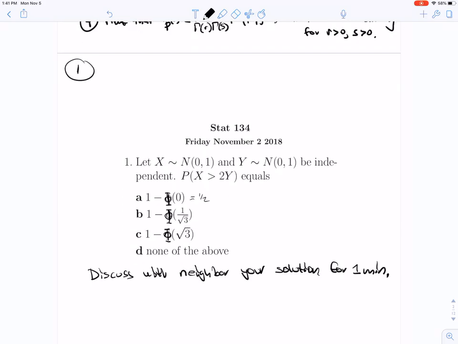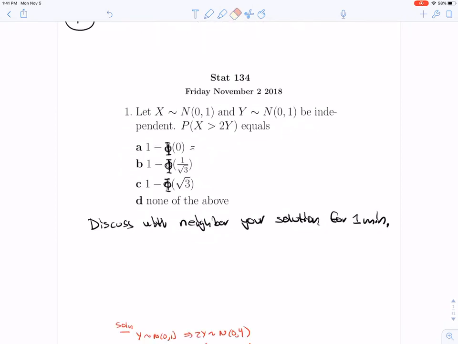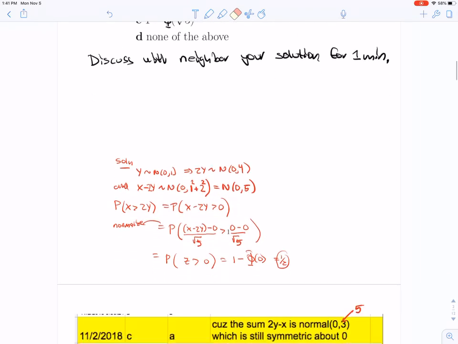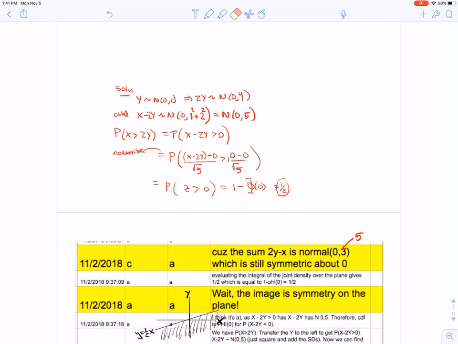So we recall the concept test that we had last time. I gave you a moment to remember your work on this, and here is the solution. If Y is standard normal, then 2Y is normal 0, 4, and X minus 2Y is normal 0, 5. So the probability that X is greater than 2Y is the probability that X minus 2Y is greater than 0. We can normalize both sides, and we get the probability that Z is greater than 0, which is 1 minus phi of 0, which is a half.